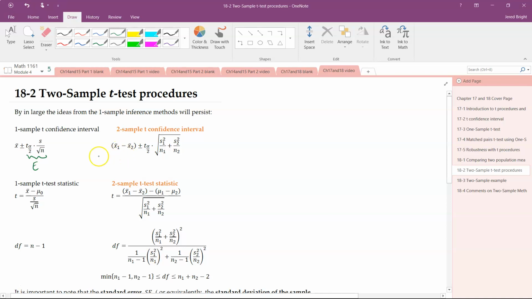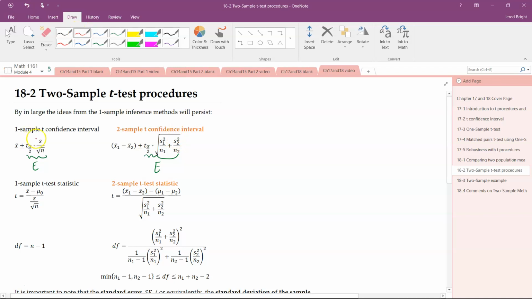Okay, the only difference is that we have two population means and we're looking at their difference. So that's why we do x1 bar minus x2 bar and then add and subtract the margin of error. And so here, the margin of error changes in the two sample case. Okay, so it's still that t critical value and then times your standard error.